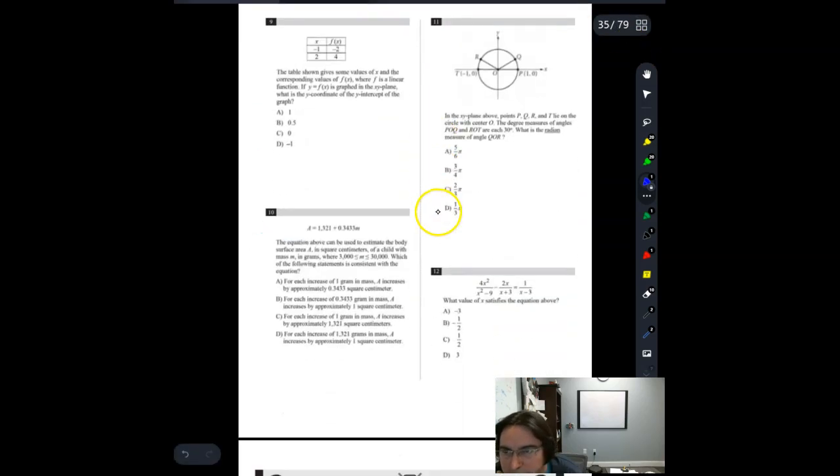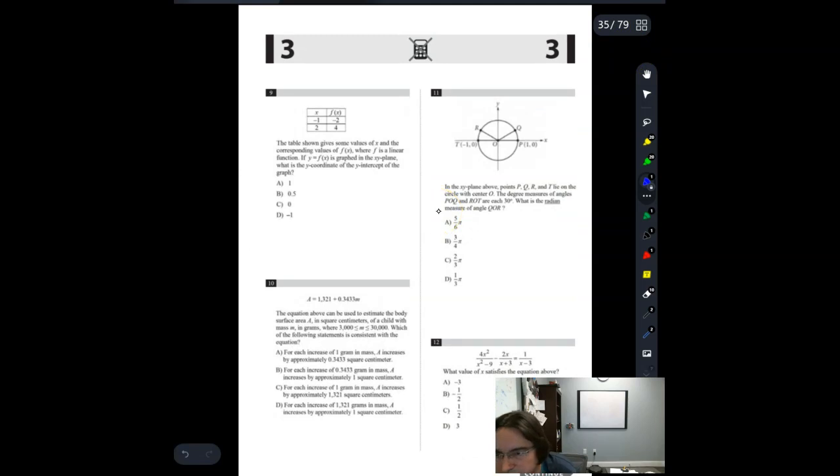Okay, number 9, sorry. This is a function table we see here. It says that the table gives some values of x and corresponding values of f of x, and f is a linear function. If y equals f of x is graphed in the xy plane, what is the y coordinate of the y-intercept? Okay, so real easy here. Remember these are ordered pairs, so this is x1 and this is y1, and this is x2 and this is y2. And so we're going to use point-slope. So we're going to find our slope first.